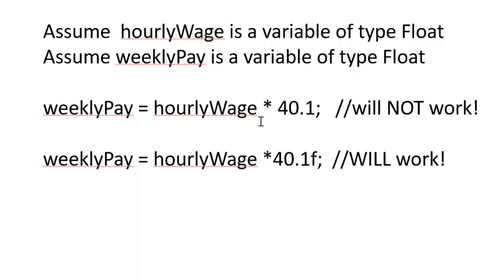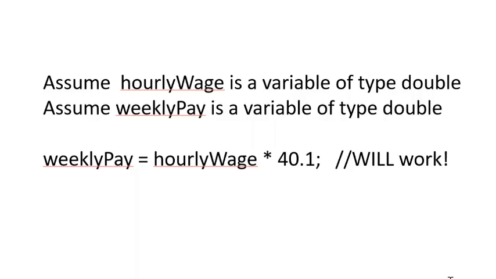So up here, this will not work. If I add this f and tell Java, hey, this 40.1 is a float type, it will work. Now, if I'm working with doubles, such multiplication does work. So if weekly pay and hourly wage are of type double, I can multiply hourly wage times a real number. This will work, and I do not have to add the f after the 40.1.